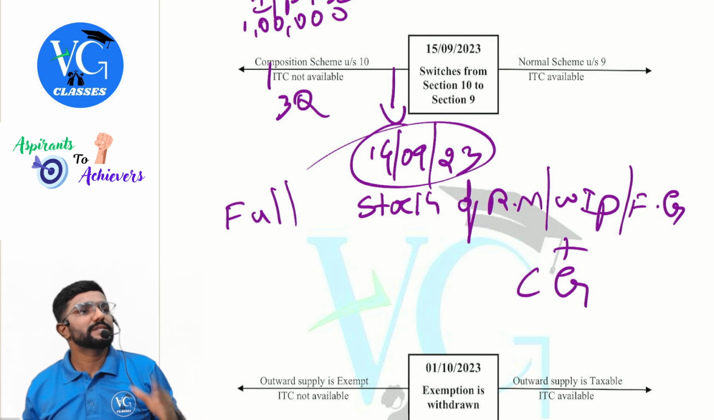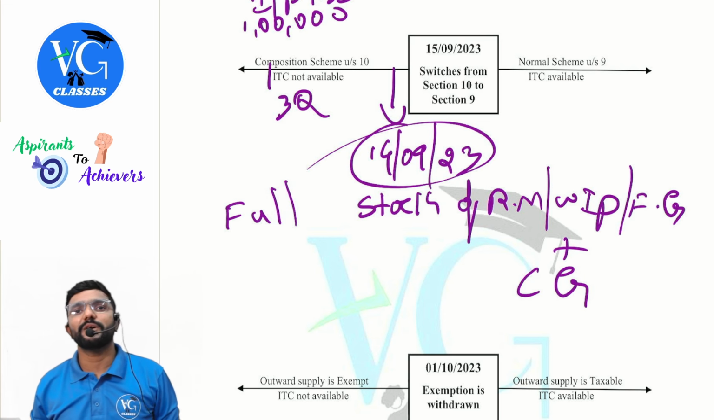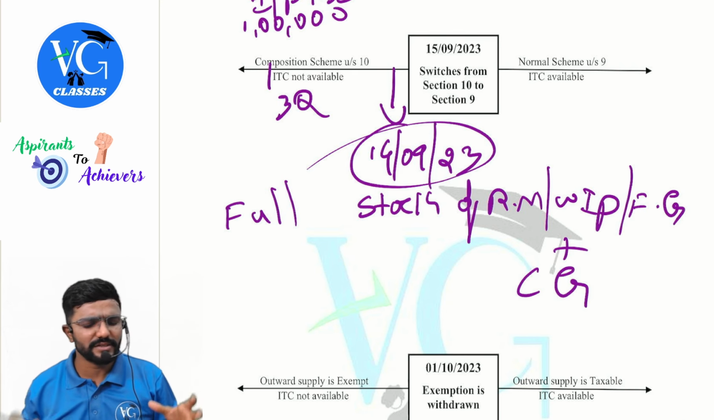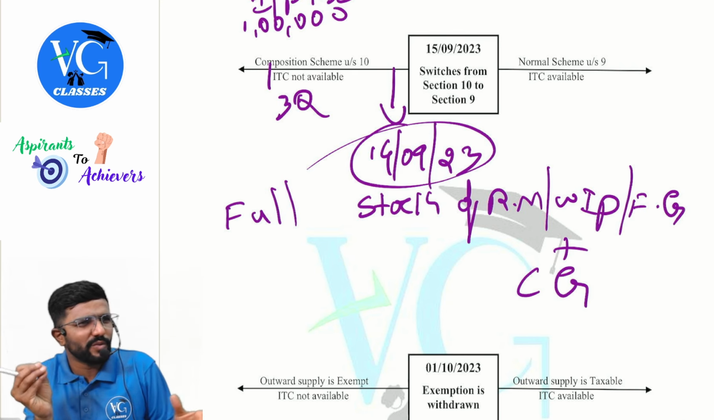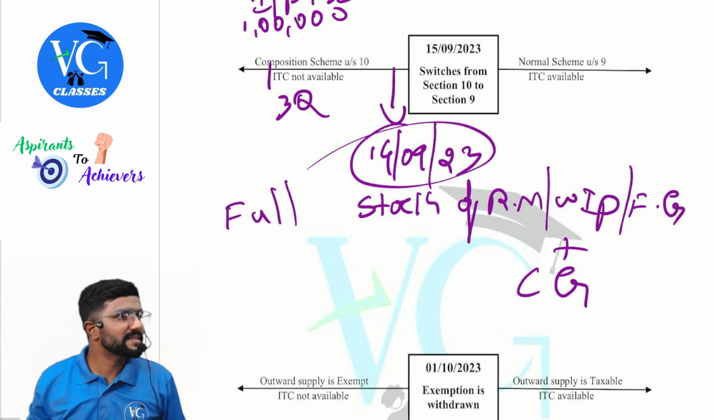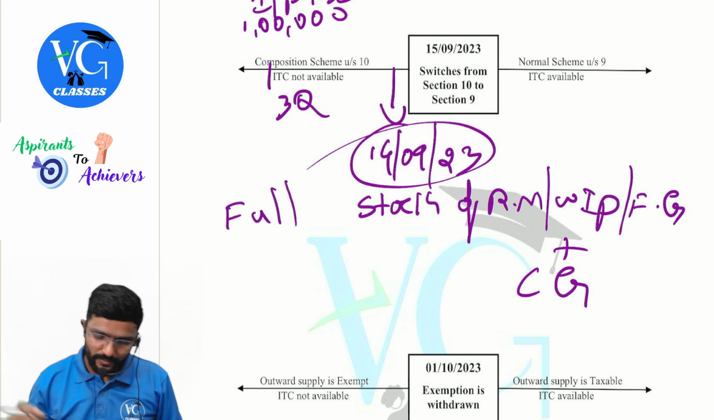They told, sir, for however many quarters you have used before 14th September, for each quarter, reduce 5%. Even if it is a part of the quarter, sir, 2 quarters 1 month, take it as 3 quarters. Even part of the quarter has to be taken as a full quarter. Okay, sir.